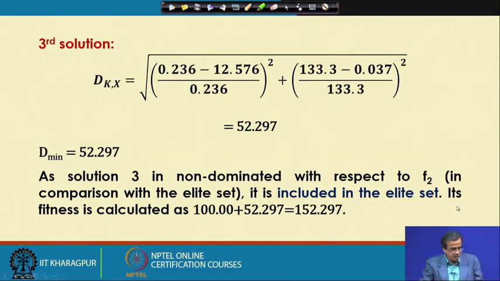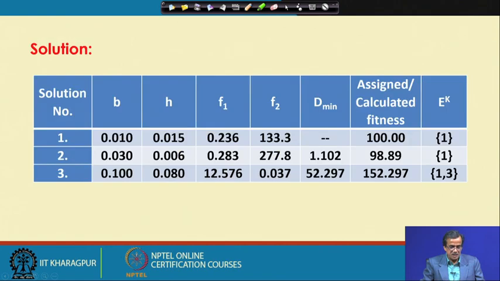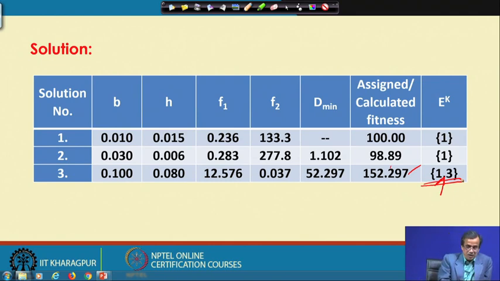Once you have got the fitness for the third solution, I am in a position to write down this fitness for the third solution, that is 152.297, and solution 3 is going to enter this non-dominated set. The same procedure I will have to follow for the other solutions of the population. Similarly, I go for the 4th, 5th, 6th and so on for the whole population.